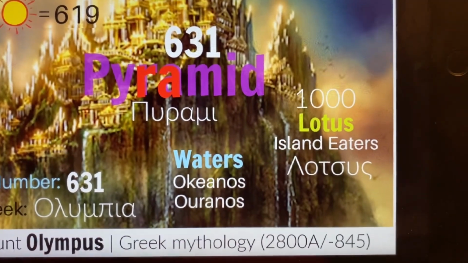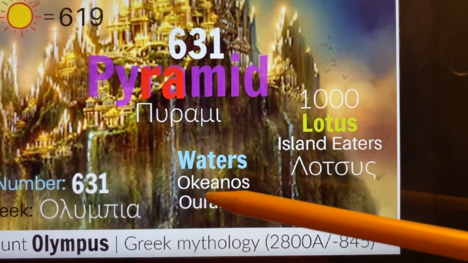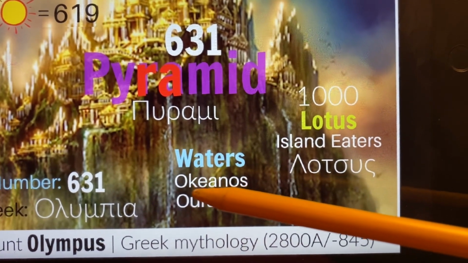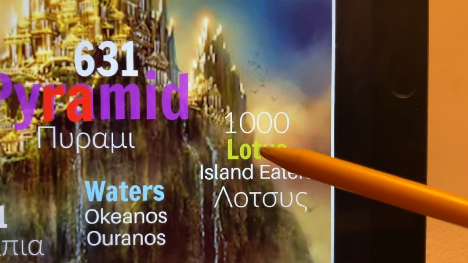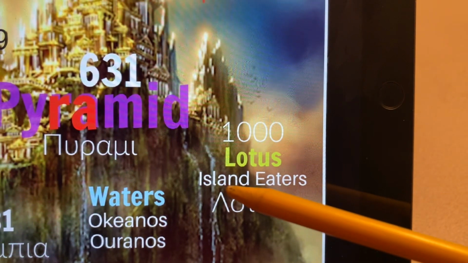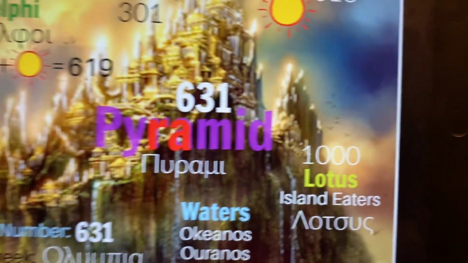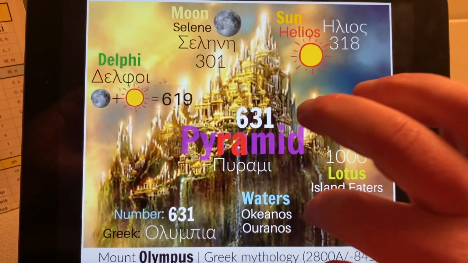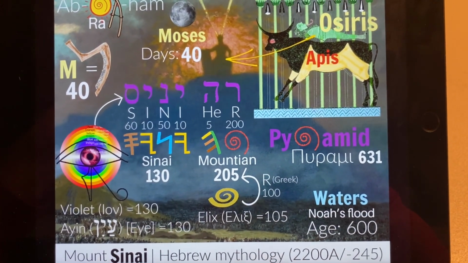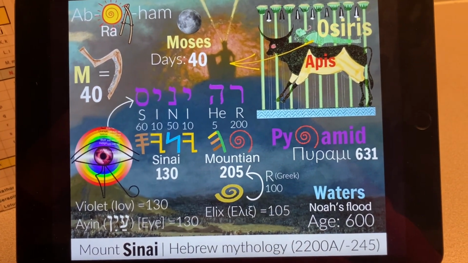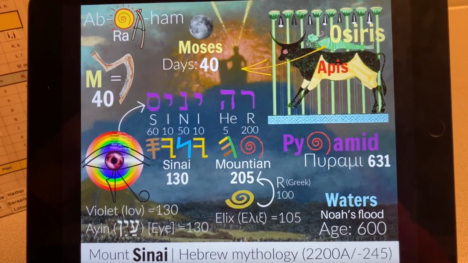And the waters here, the Oki Anos is the Greek word for the Nile River. The K here refers to Kappa, and it's the clock letter. And here we see in Greek mythology, the lotus became rewritten as the island eaters who eat lotuses. And in 2200 A, Hebrew mythology rewrote the pyramid in terms of the story of Moses going on Mount Sinai to get the laws.